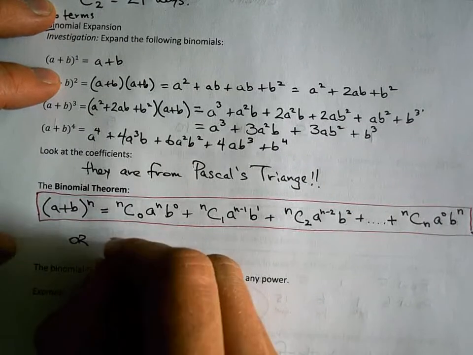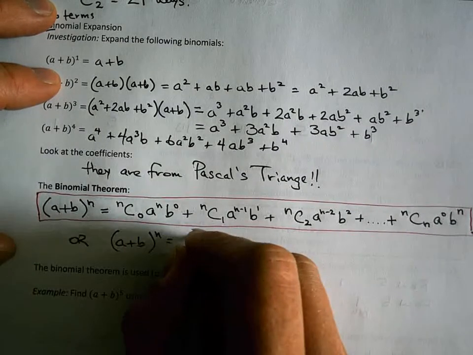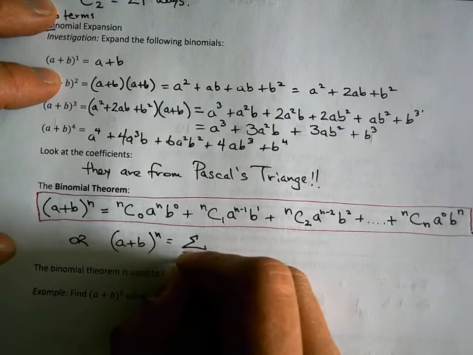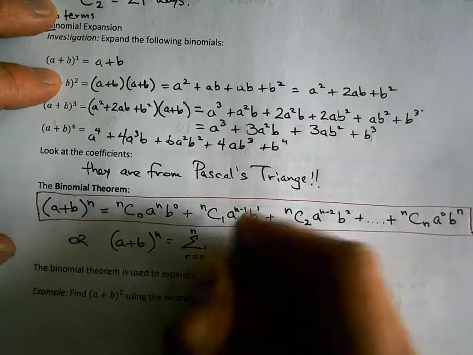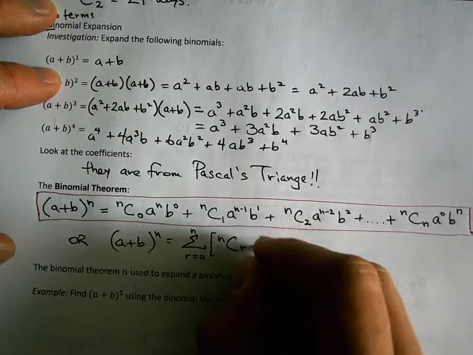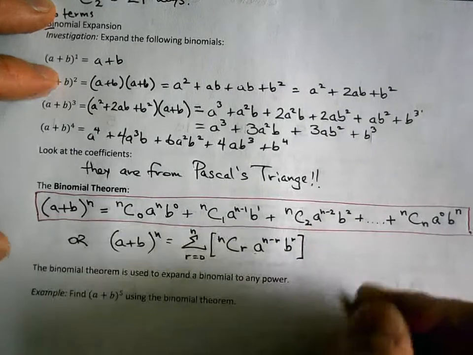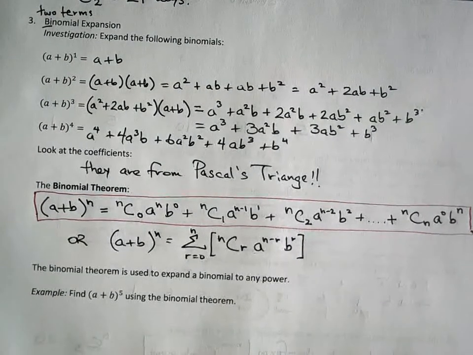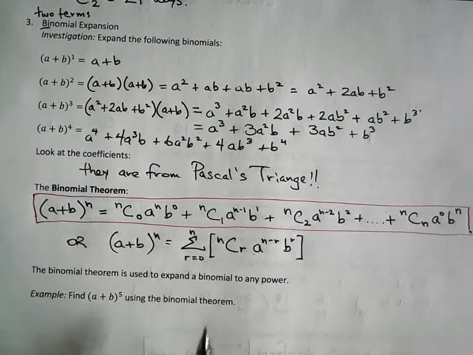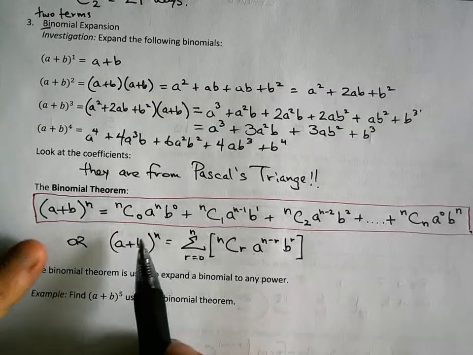The other way I could write it is (a + b) to the power of n is equal to the sum of r equals 0 to n of n choose r, a to the n minus r, b to the r. And that probably even looks worse. So I'll let you copy it down, or pause the video right now and copy it down. So let's look at how this works.